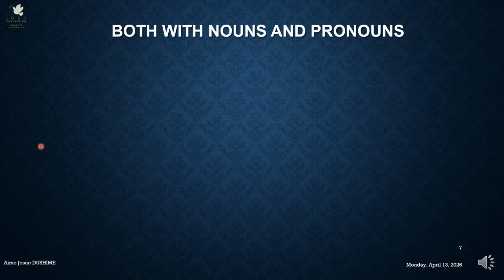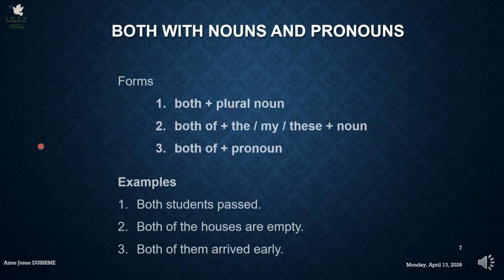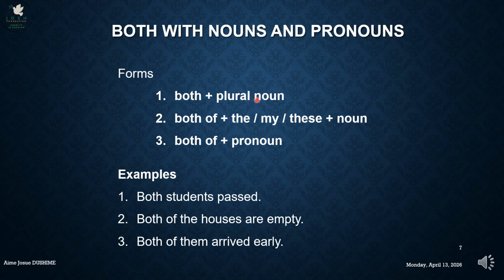Let's see both with nouns and pronouns. We also have both plus pronouns. Both of is followed by they, or my, or these. Then we add a noun. We could also say both of plus pronoun. The same goes with all. Remember, we said that when you have all of, we use they, my, these, and then a noun. And again, when you have all of, you can also put a pronoun, the same with both. Except the difference is that we can't use both with uncountable nouns.